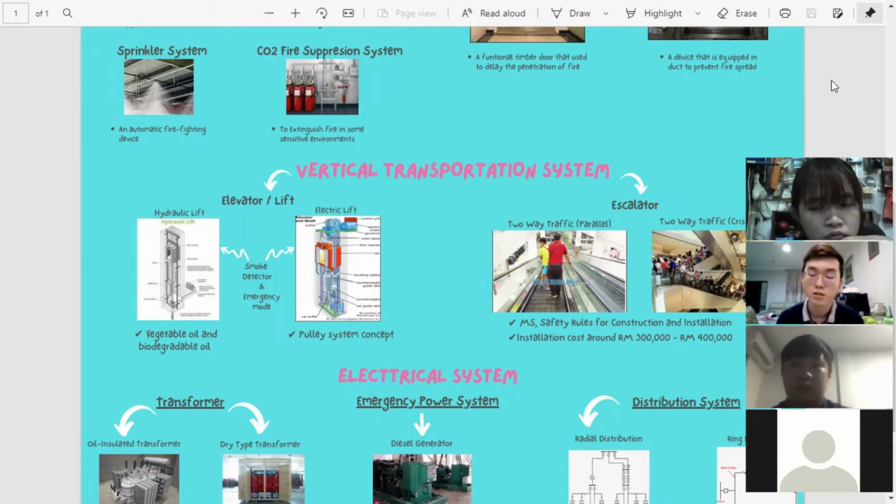This type of lift is using a pulley system concept. It is very interesting because it is like using a rod with a well to draw the bucket of water from the well. So this shopping mall is using this type of lift, which means the elevator car will be pulled up by the well and also the rod slowly to reach a certain floor level.